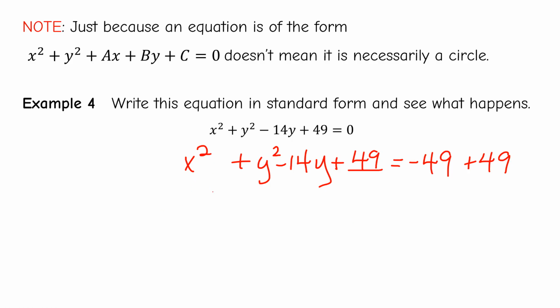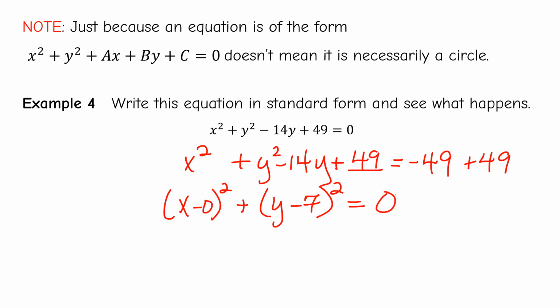Now you can write the left side as two squared binomials. x squared can be written as x minus 0, quantity squared, and then y squared minus 14y plus 49 can be written as y minus half the y coefficient, quantity squared. The right side is 0. You have this equation in standard form, but take a look. The radius is 0. That means it is not a circle. There is no circle with a radius of 0.